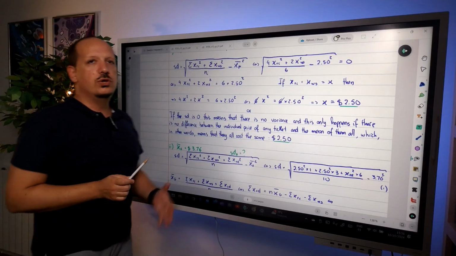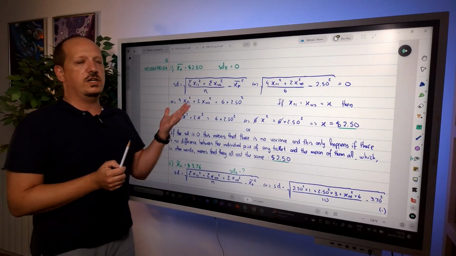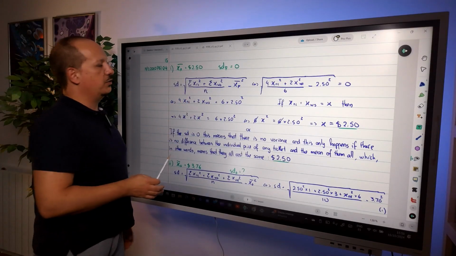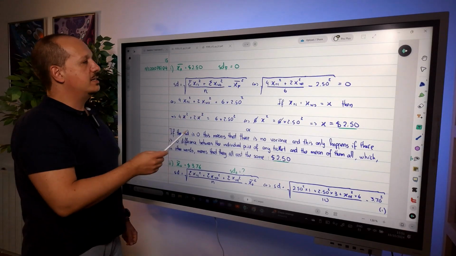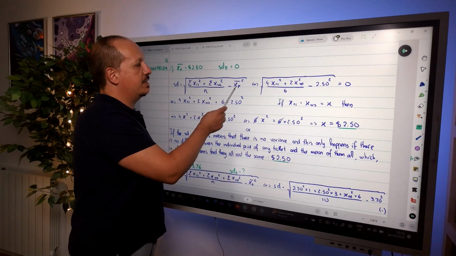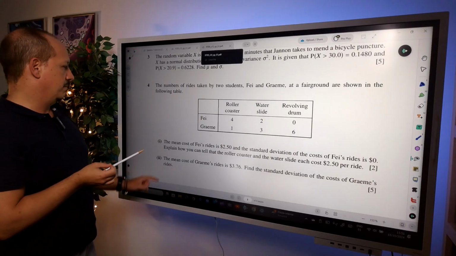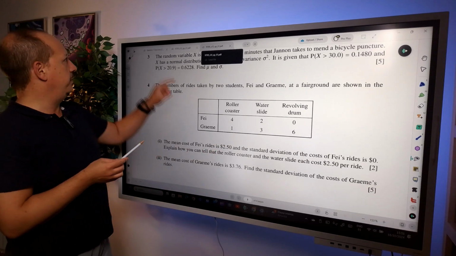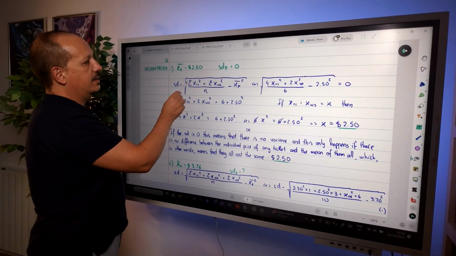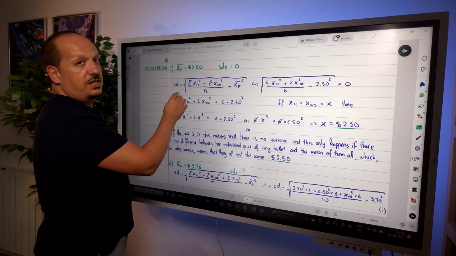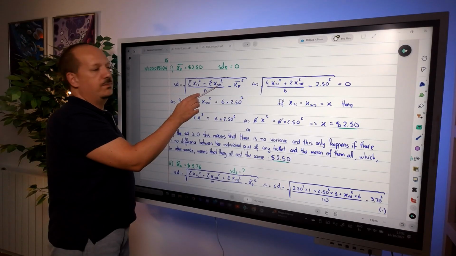Mathematically speaking, how would you get to the same conclusion? Well, they're talking about the standard deviation. What is the standard deviation? Is the sum of all values, in this case is the prices, squared by the total number of rides, minus the average, the mean price of the ticket square. And you have that. The mean cost of Faye's rides is $2.50. So we have this. And we need to get these two, all right? So this is for the roller coaster, this is for the water slide, all right?